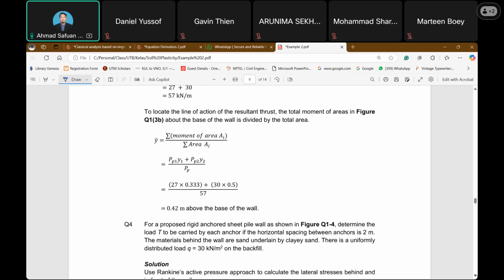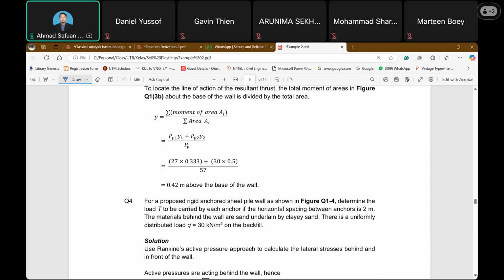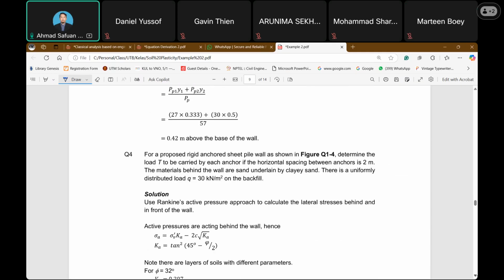So no question on Q3, yeah? Okay. So now we move to Q4. In this Q4, we deal with a sheet pile, and we need to determine the load T to be carried by each anchor, if the horizontal spacing between anchors is 2 meters.